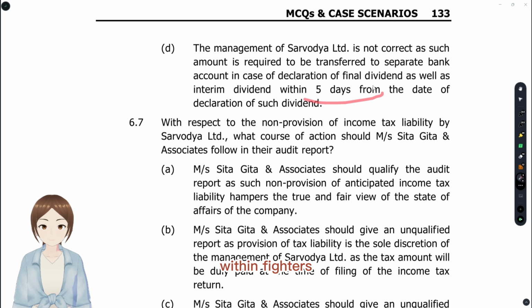Within 5 days, they have to transfer to a separate bank account. Option D is most appropriate.